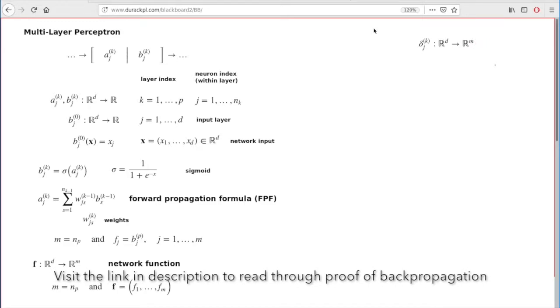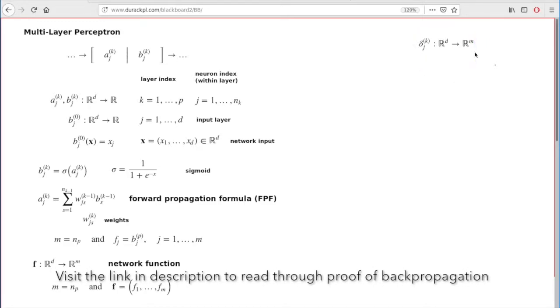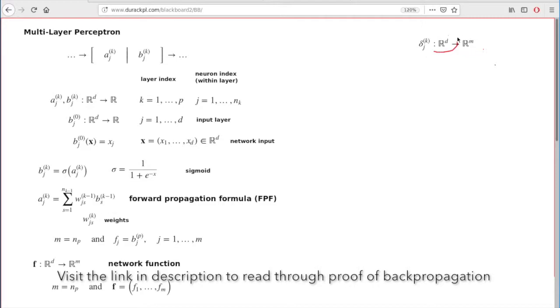I'm going to call them delta, jk. These are vector functions of several variables. And again, k here represents the layer index, and j represents the index within the layer. Mathematically, those functions are simply the following partial derivatives. These are the partial derivatives of your network function.